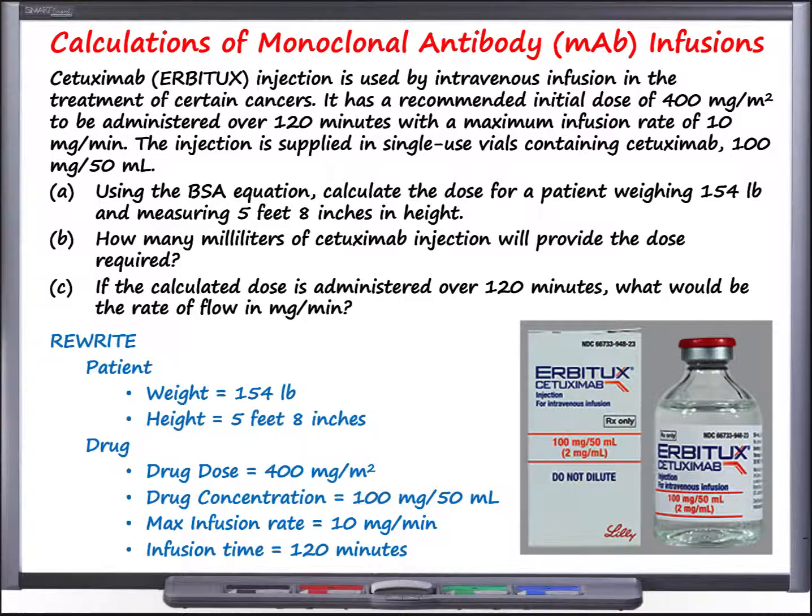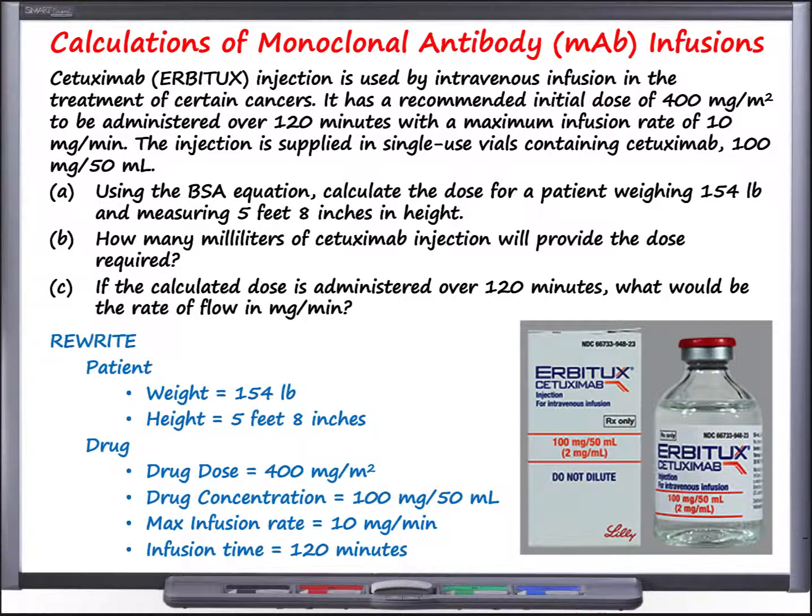It says, cetuximab, which has the brand name Erbitux, is an injection to be used by intravenous infusion in the treatment of certain cancers, primarily head and neck. It has a recommended initial dose of 400 milligrams per meter squared to be administered over 120 minutes, with a maximum infusion rate of 10 milligrams per minute. The injection itself is supplied as single-use vials, as shown in this picture here, containing cetuximab 100 milligrams per 50 mLs.